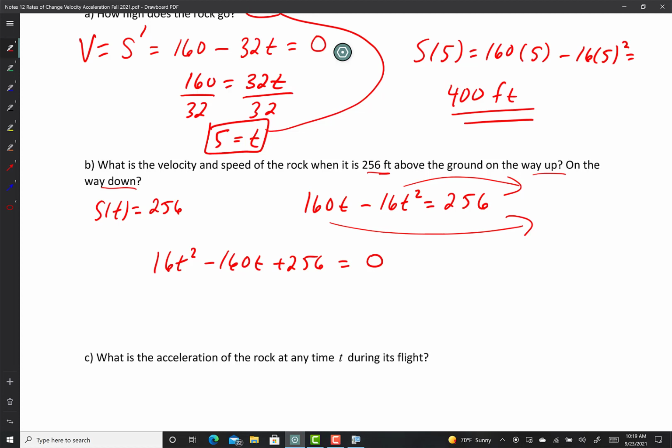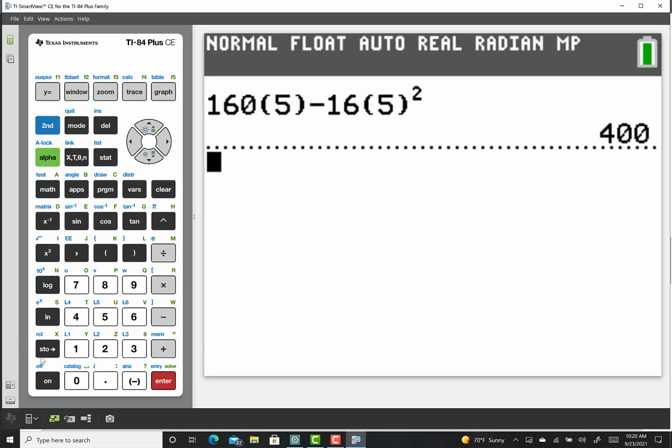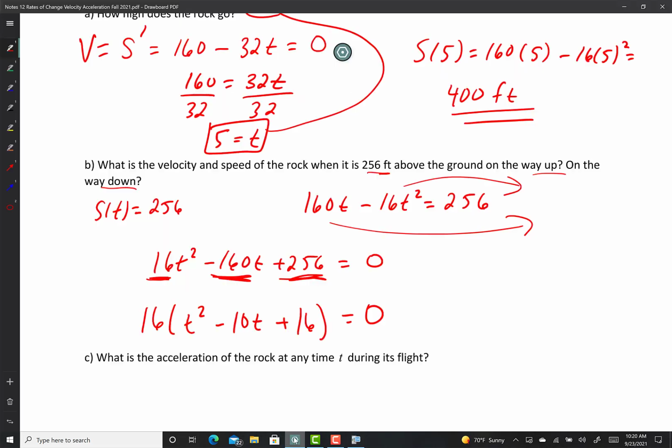I got a hint. I feel 95% confident that it's 16. 16 goes into 160 for sure, and I believe it also goes into 256. So let's factor out the 16. Parenthesis t squared minus 10t plus, is 16 squared 256? I want to say it is. I'll check just in case. 16 squared. Yep, we're good.